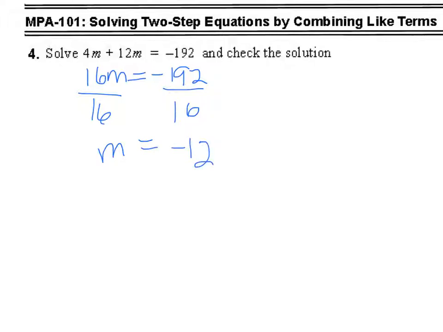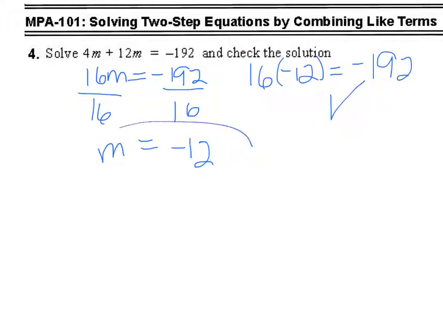And then it says, and check your solution. So when we check, we're going to go back to our original equation. And where there was an m, I'm going to substitute negative 12. And when I multiply 16 times negative 12, I get negative 192. So I know my answer is right.